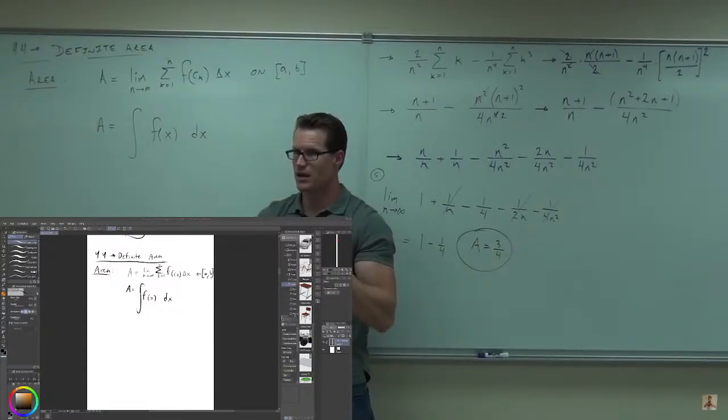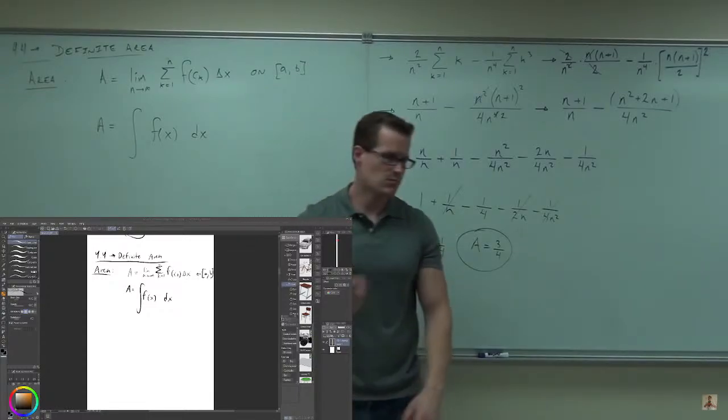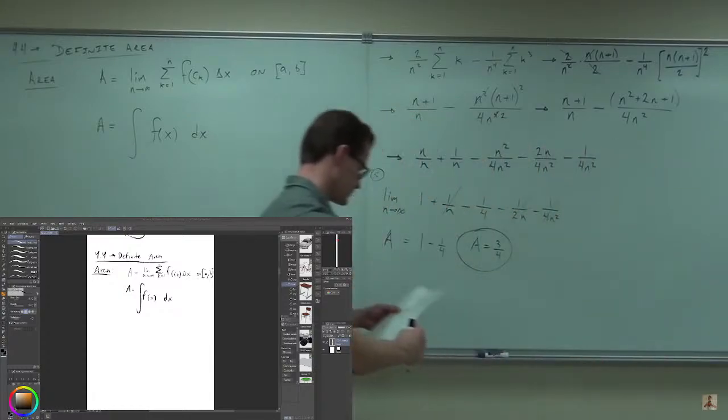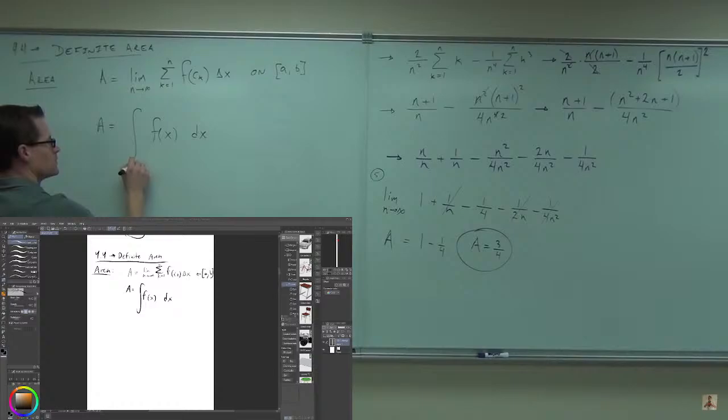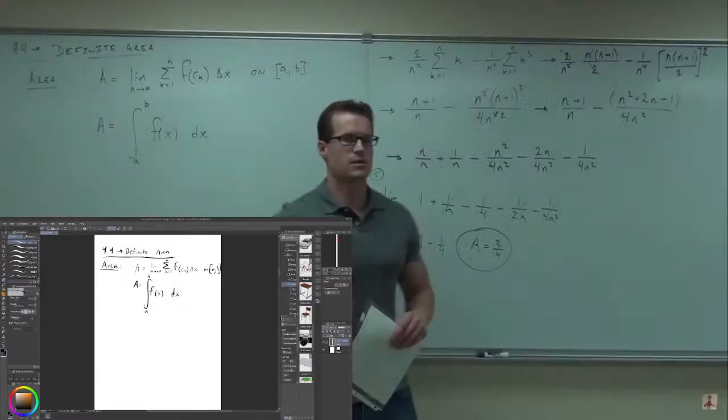That's the idea. Now where's the a and the b come in? Here's where the a and the b come in. On an interval a to b, on interval a to b. This says this, basically.